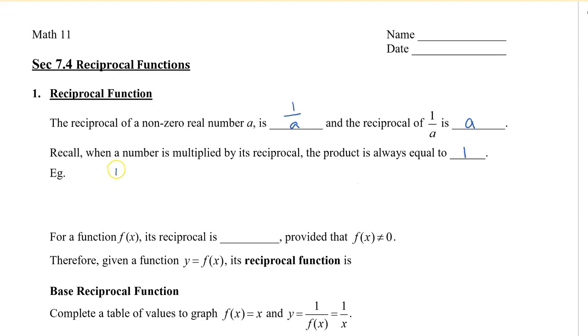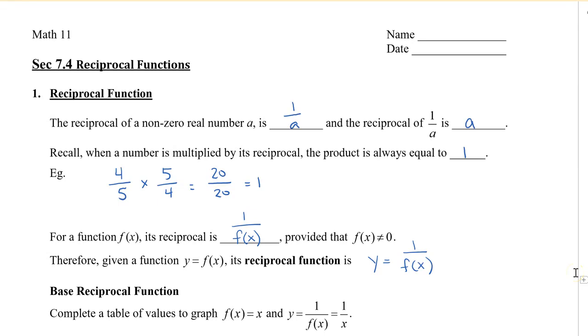So for example, if we take 4 over 5 and I multiply it by 5 over 4, I'm going to get 20 over 20, which equals 1. So similarly, for a function f of x, its reciprocal is then going to be 1 divided by f of x, provided that f of x, the denominator, cannot equal 0. So therefore, given a function y equals f of x, its reciprocal function is y equals 1 over f of x.